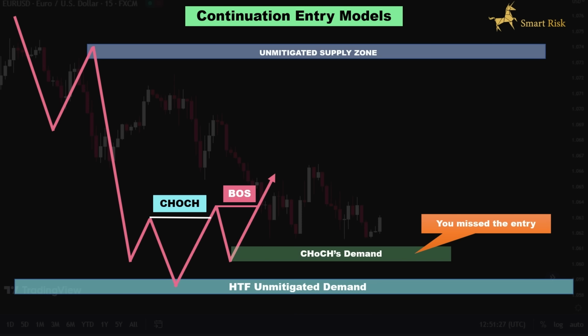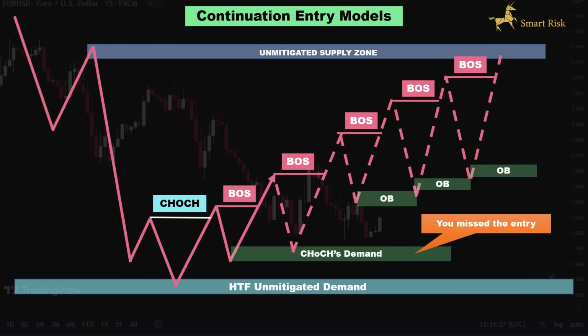In this scenario, for executing long positions, you should wait for price to create a break of structure. Then you can place your order in the order block zones that the BOS has created, and you may target the next unmitigated supply zone. But there is a key point that you need to consider. You are only allowed to open new long positions until price has reached the unmitigated supply zone. Let's see another continuation entry scenario.